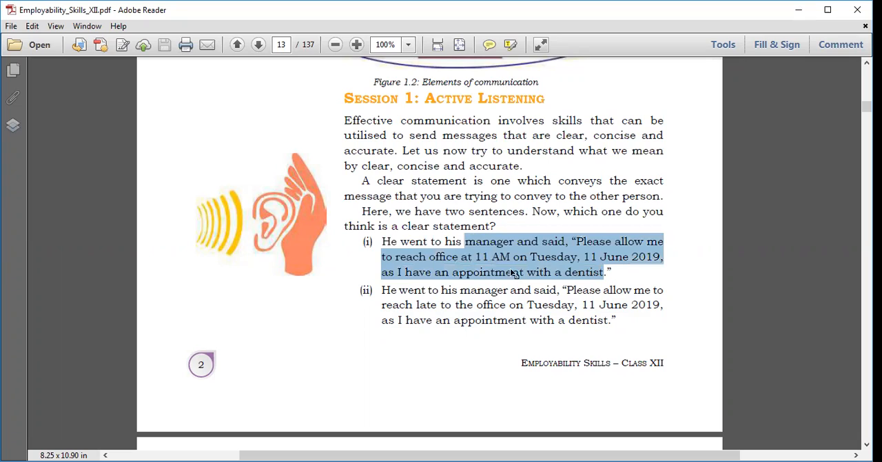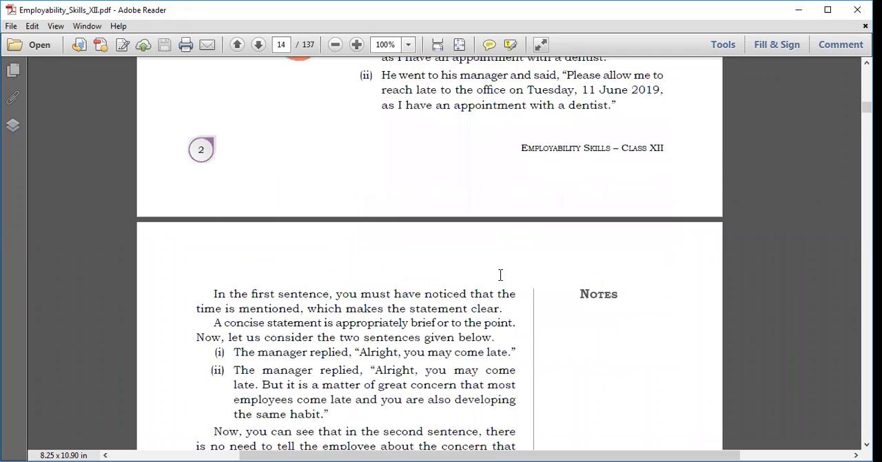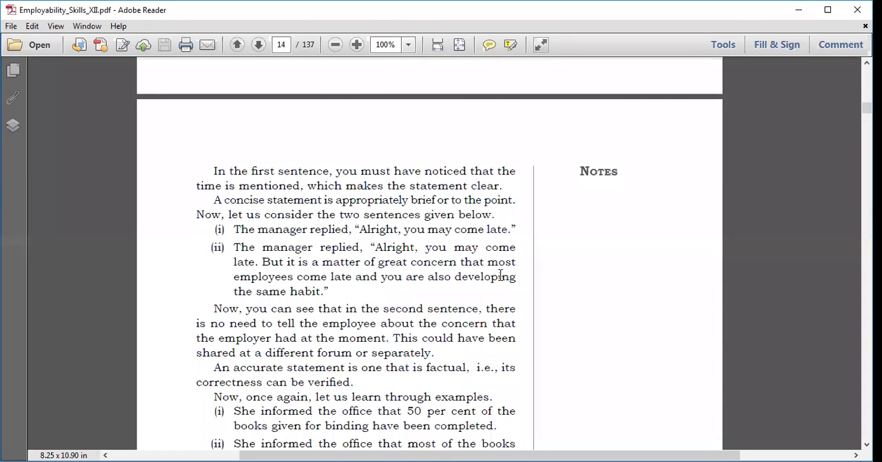So whenever you are passing on some message to somebody, kindly be very clear with the message, that all the important information you want to pass on should be there in the message, right? Now, a concise statement is appropriately brief or to the point. Concise का मतलब है जो भी message आप pass on कर रहे हैं, it should be brief and to the point. It should not carry whole lot of story, right? You should only focus on the important points that you want to give.